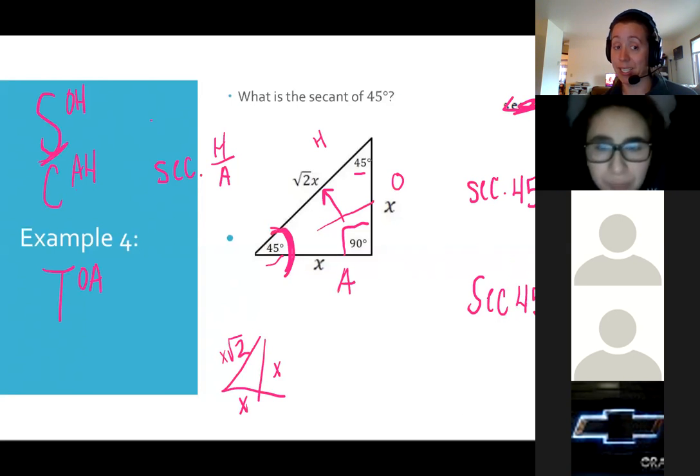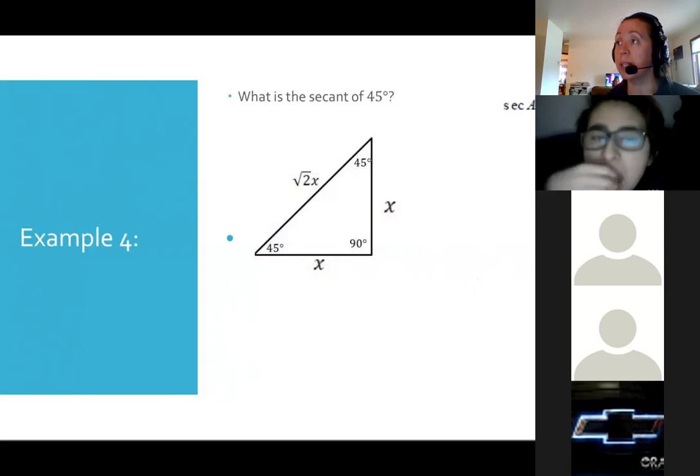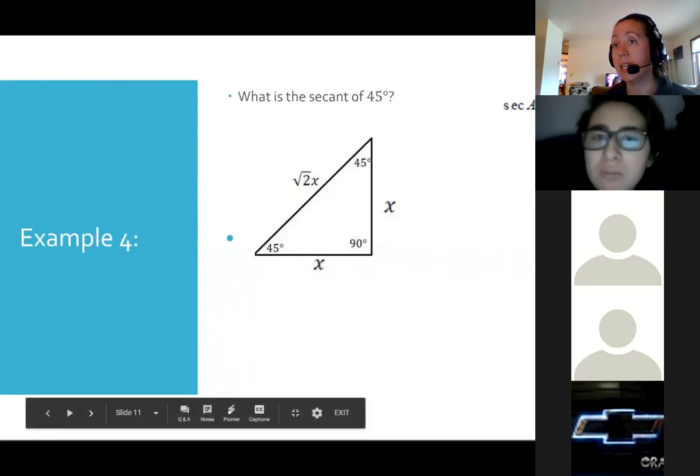Preguntas. Okay, guys, clear your hand raises because we're gonna need it for the next one.